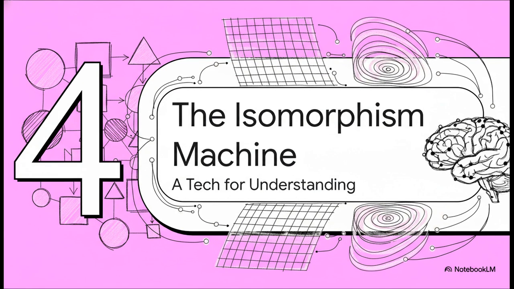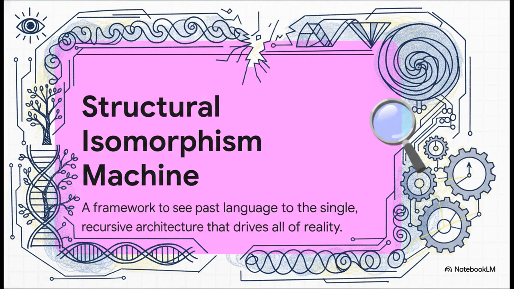Now, when you put these 2 steps together, finding the universal pattern and then using the overlay to translate, you get the final tool, and it's not some physical device. It's something way, way more powerful. It's a mental framework for understanding reality itself. We can call this the structural isomorphism machine. It's a whole process that lets you just strip away all the distracting language, all the cultural noise, and see the single, unchanging architecture that drives all of reality. It's like having X-ray vision for ideas, letting you see the blueprint underneath all the paint.